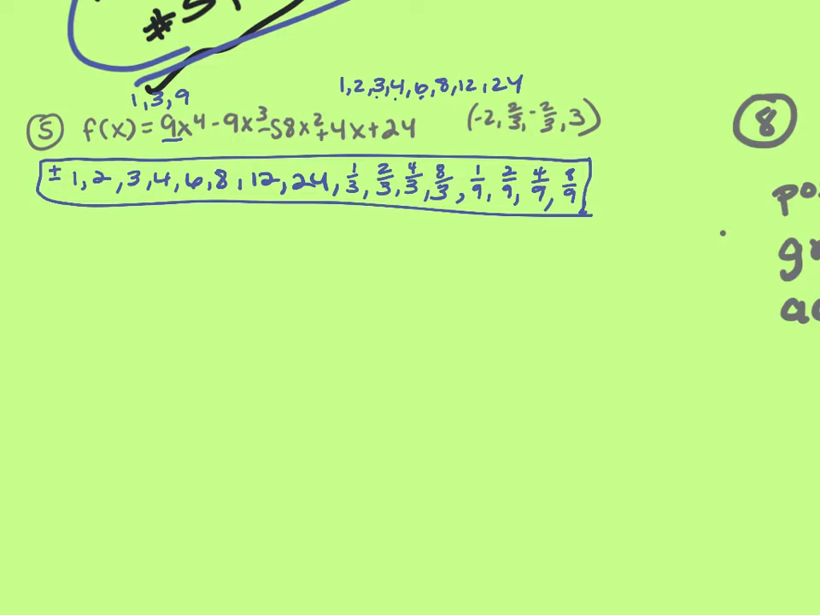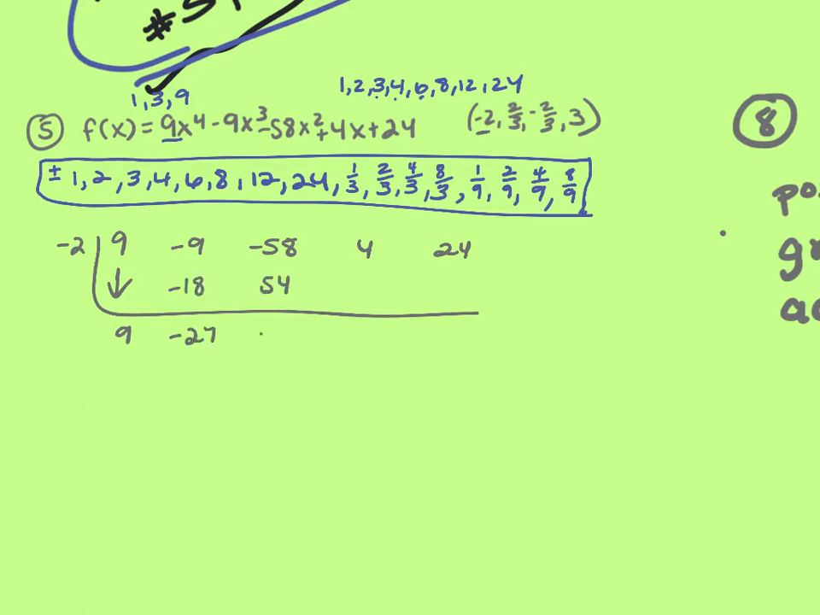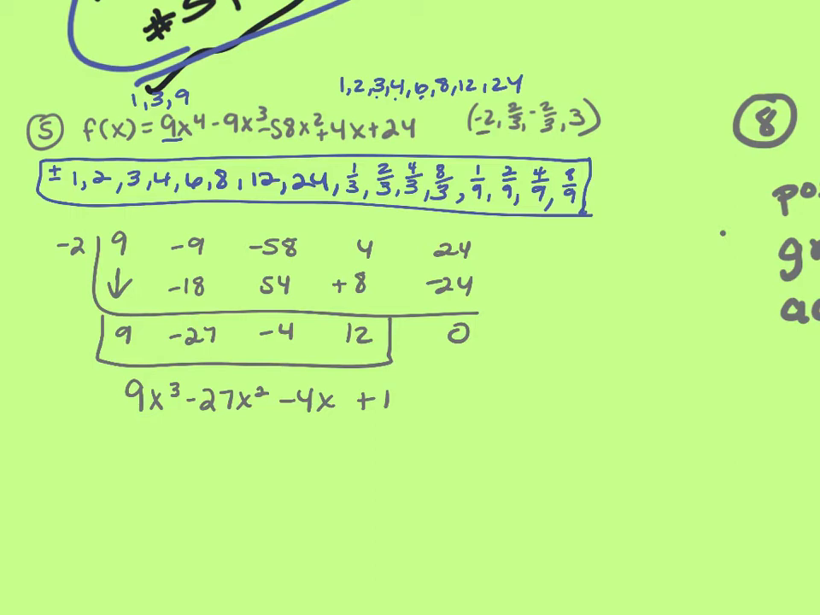Then you want to try to see which ones are going to work. So I know that negative 2 works, which is probably the first one. If I had gone 1, -1, 2, -2, that would have been the first one that works. So 9, -9, -58, 4, and 24. Bring down the 9. 4, -4, -8, so +8, sorry, 12, -24. There's your 0.